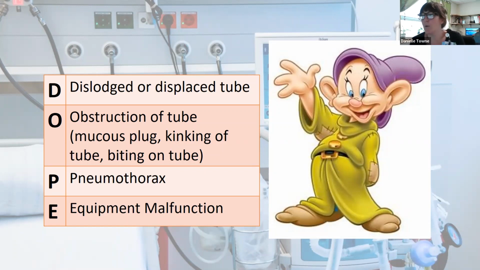All right. O is obstruction of tube. So look at the tube. Is there any obstruction that you can actually see yourself? The tubes, especially the longer that they've been in place, can become a little soft and actually bend at the lip and kink itself off. And that can cause an elevated PIP on your ventilator. A patient biting the tube would have the same effect because it's decompressing the diameter of the tube internally.